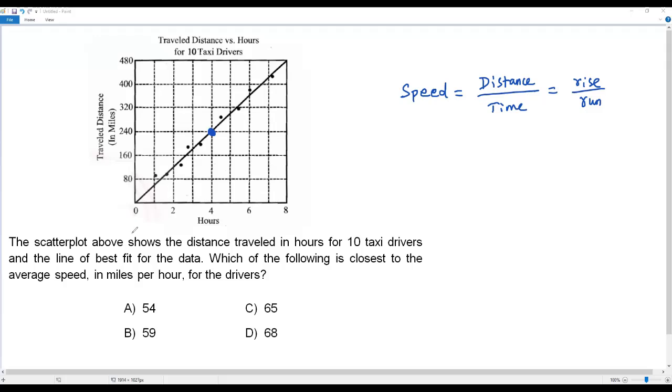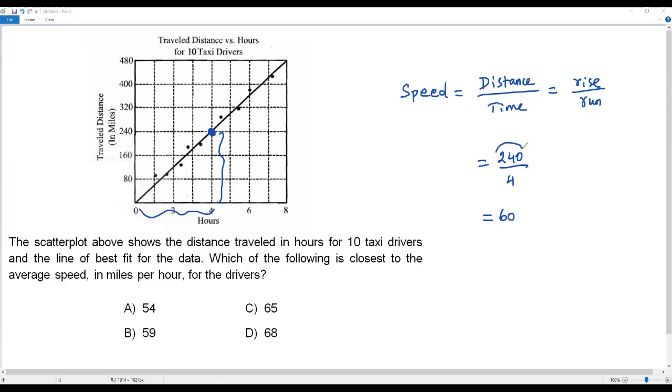Now I have to find the vertical distance from this point to the horizontal axis over here. That gives me the rise. So here we have 240, here we have 0. So the rise over here is 240. Let me write 240 for rise. And for run, we have to measure the horizontal distance over here, that is 4. When I divide this 240 by 4, I am getting 60.